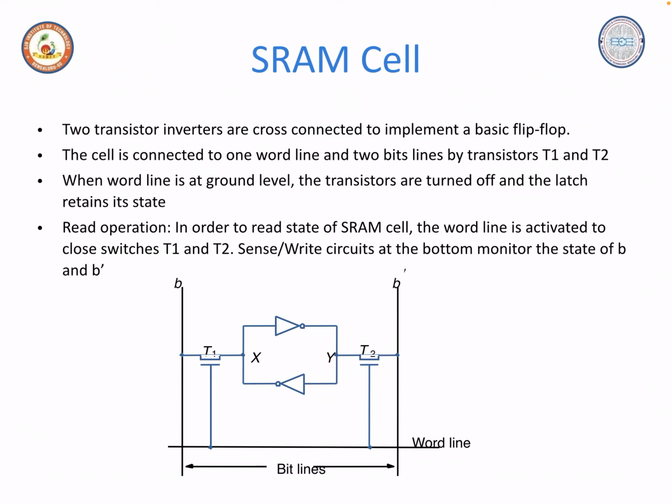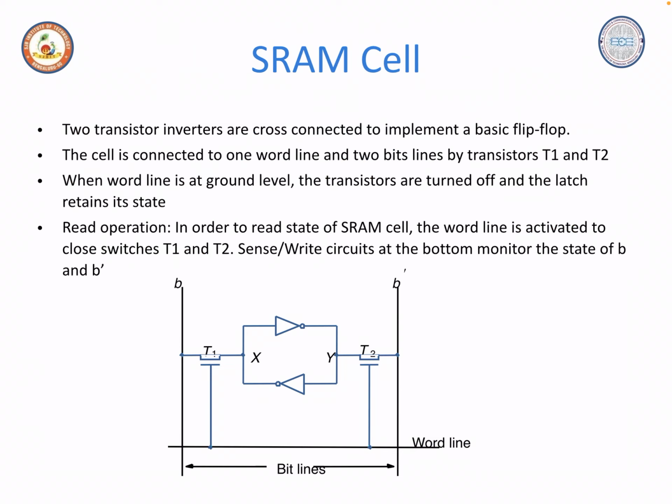So coming to read operation, the word line will be connected to high first, which will close the transistors T1 and T2. The latch output, that is the positions of X and Y, will be latched to the bits B and B dash. The corresponding bit lines will be read through the sense and write circuits.